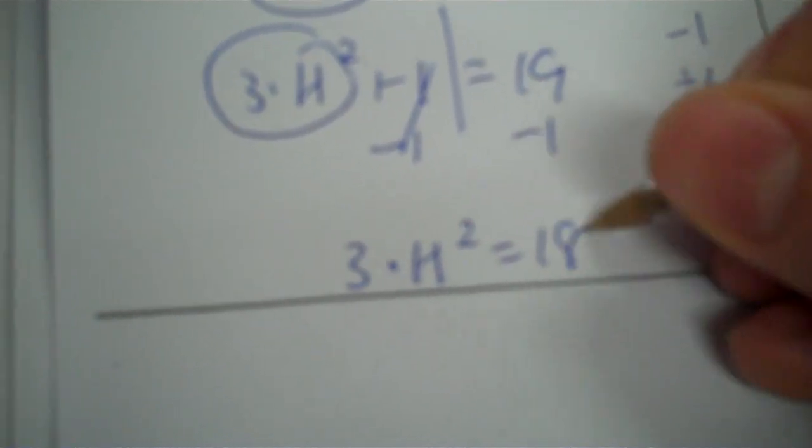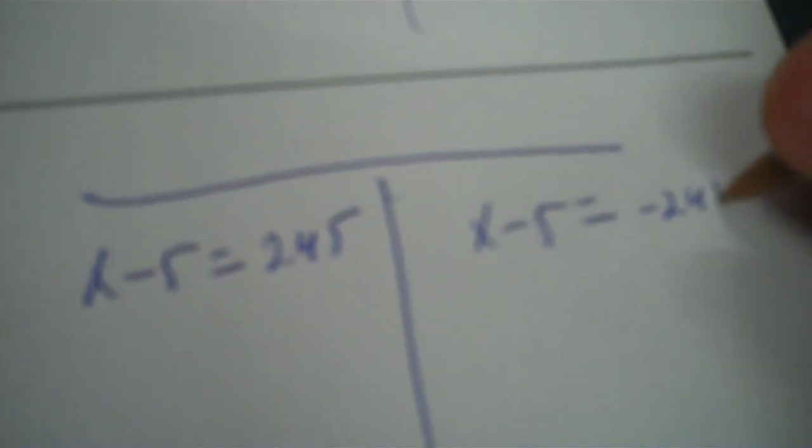So minus 1, that takes you to 18. Then divide by 3. That's 6. Now find the square root of 6. It's not 3. What number times itself is 6? It's an irrational number. Okay? So it's 2.45. So you put 2.45, negative 2.45. So then you add 5 to both sides, and that is 7.45. Then you plus 5, negative 2.45 plus 5 is 2.55.